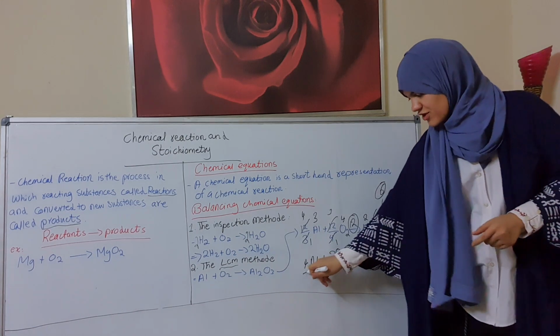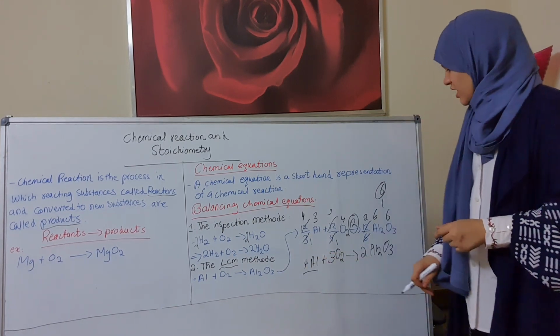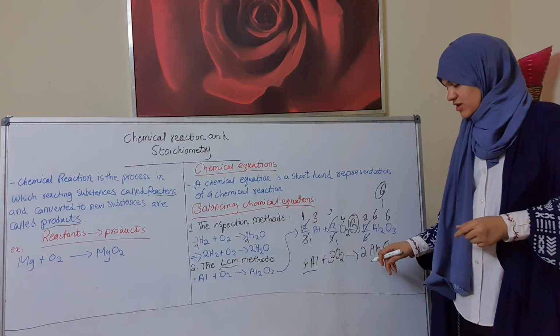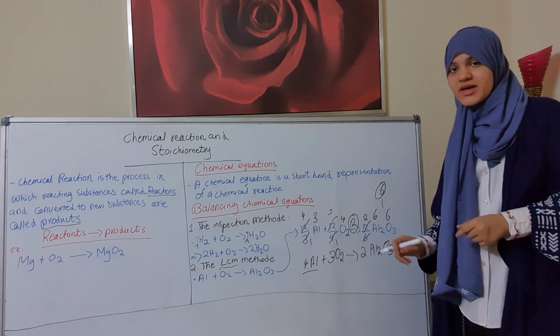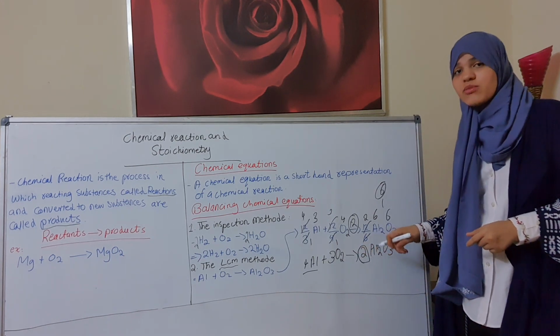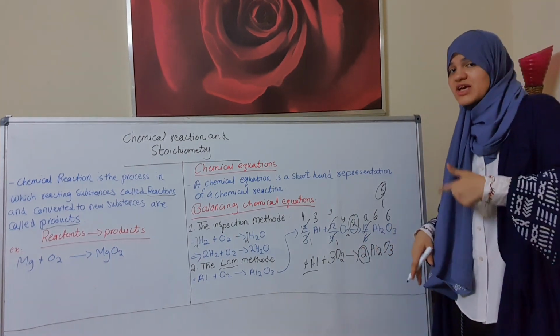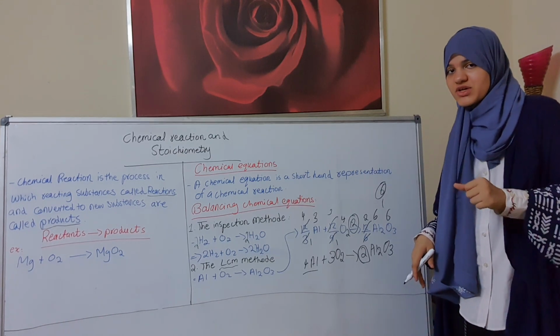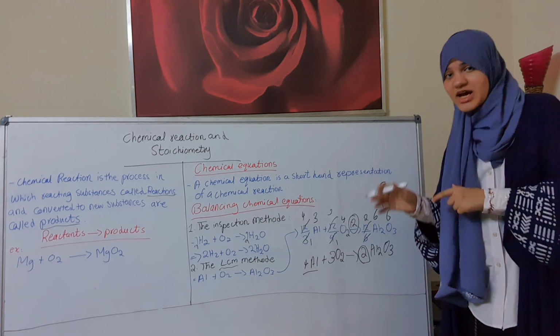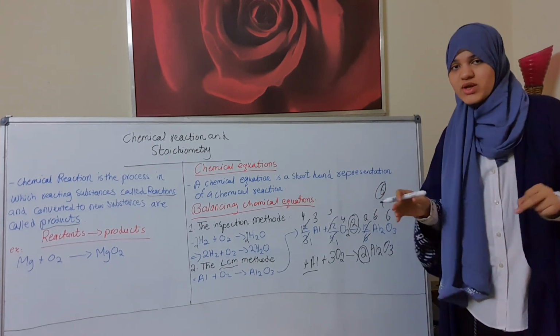What we have here: 4 aluminium, right? Okay. And we have here what? 2 aluminium. No, actually we have 4. Why? Because in the coefficient we have 2 and for aluminium already we have 2. So 2 times 2 will give us 4. Okay, so that means aluminium in reactants and products are equal.